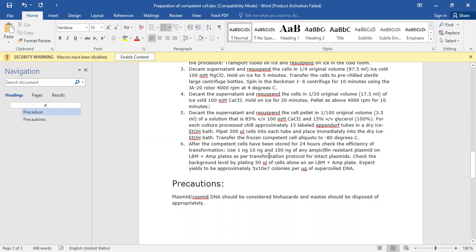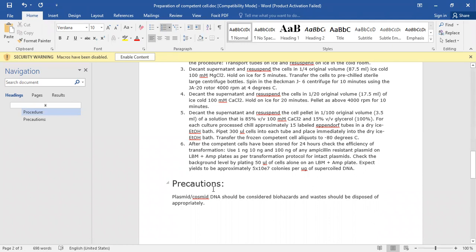After the competent cells have been stored for 24 hours, we check the efficiency of the transformation. Use 1 ng, 10 ng and 100 ng of any ampicillin resistant plasmid on LBM plus ampicillin plates as per the transformation protocol for intact plasmid. Check the background level by plating 50 microliter of cells alone on an LBM plus ampicillin plate.